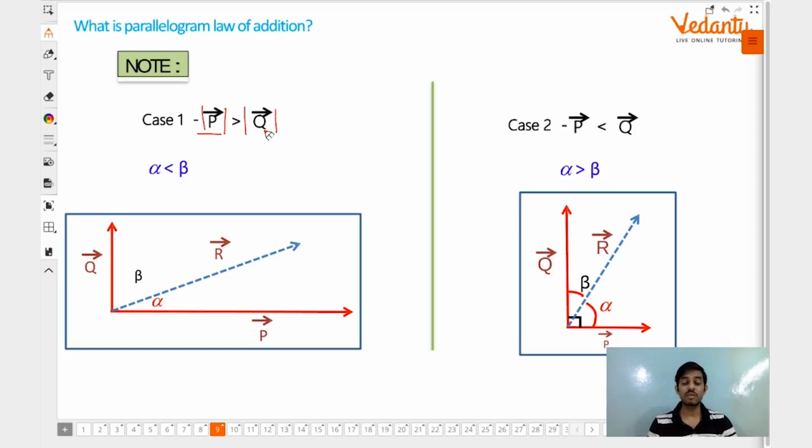Very easily to remember this, to understanding, there is a simple shortcut. Imagine Q is 0. Agar Q hota hi nahi, then it will be like this. P vector and R vector are one and the same thing. So angle will be 0. Chamka, guys, is it clear?